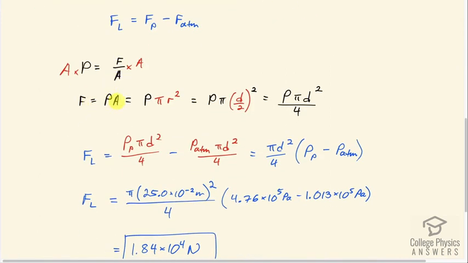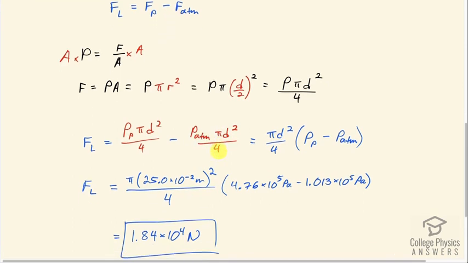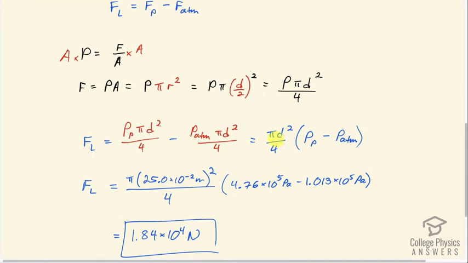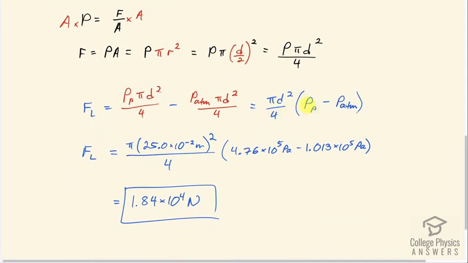So force is pressure times area, and for a circular lid then that area is going to be pi r squared, and r is going to be half the diameter, and so we have pressure times pi times diameter squared divided by 4. So this gets substituted in for the force due to the pressure, and I have the pressure due to the pressure cooker here, and then we have the same term but with the atmospheric pressure here, and this pi d squared over 4 can be factored out and multiplied by the difference in pressures.